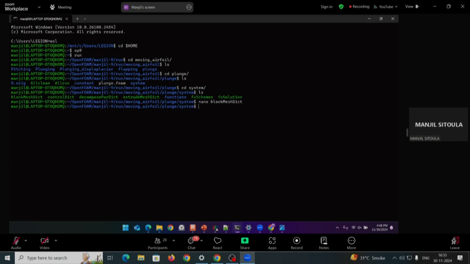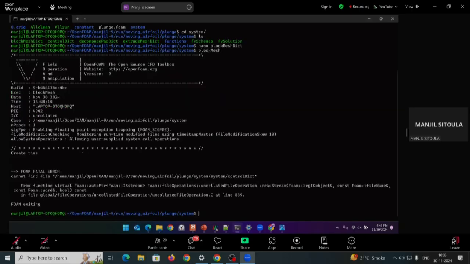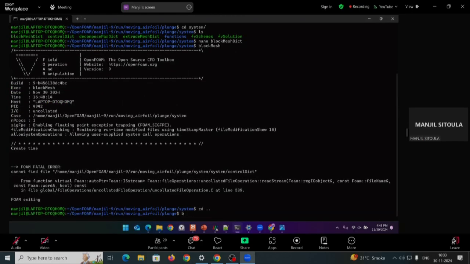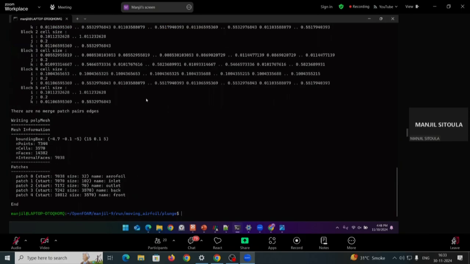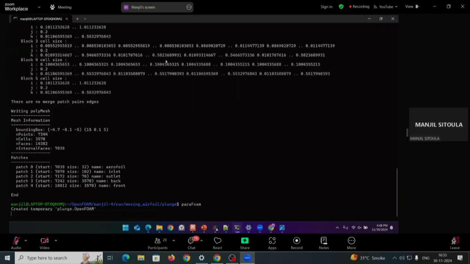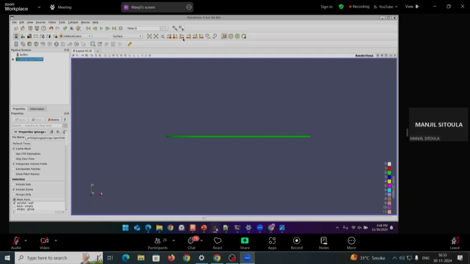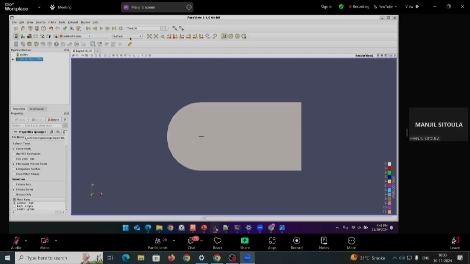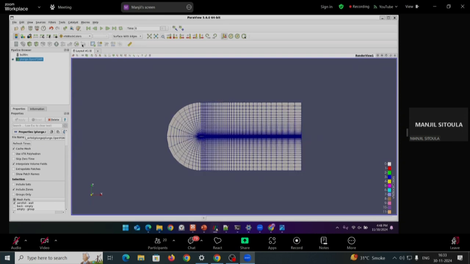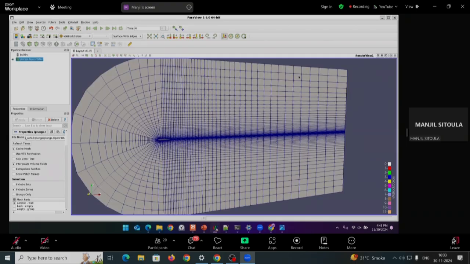After the blockMeshDict is ready, we need to run the blockMesh command. So see that we have our mesh ready, and we can visualize it in ParaView. So you can see our mesh is ready now. So we have created a structured mesh of our airfoil. After the meshing process is done, let's now get into the boundary conditions.